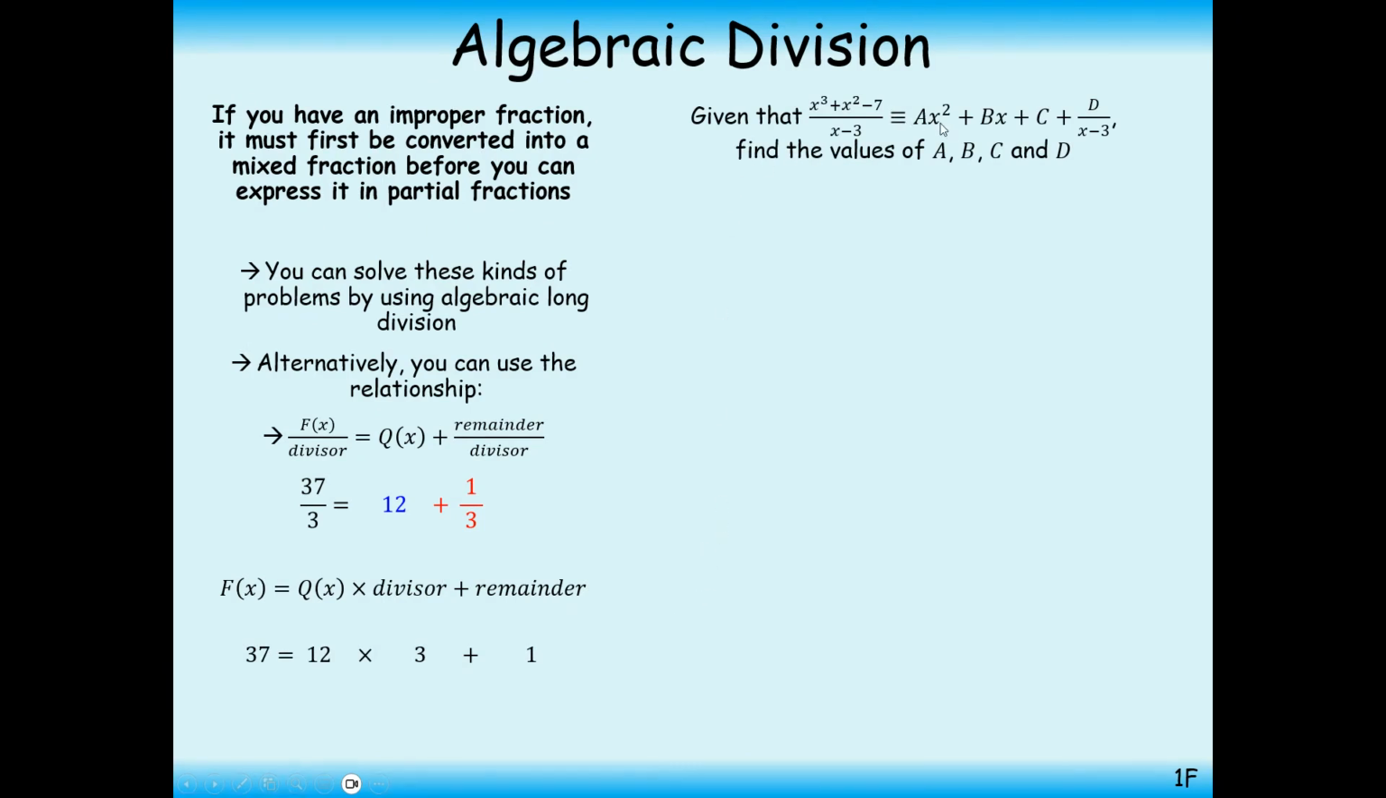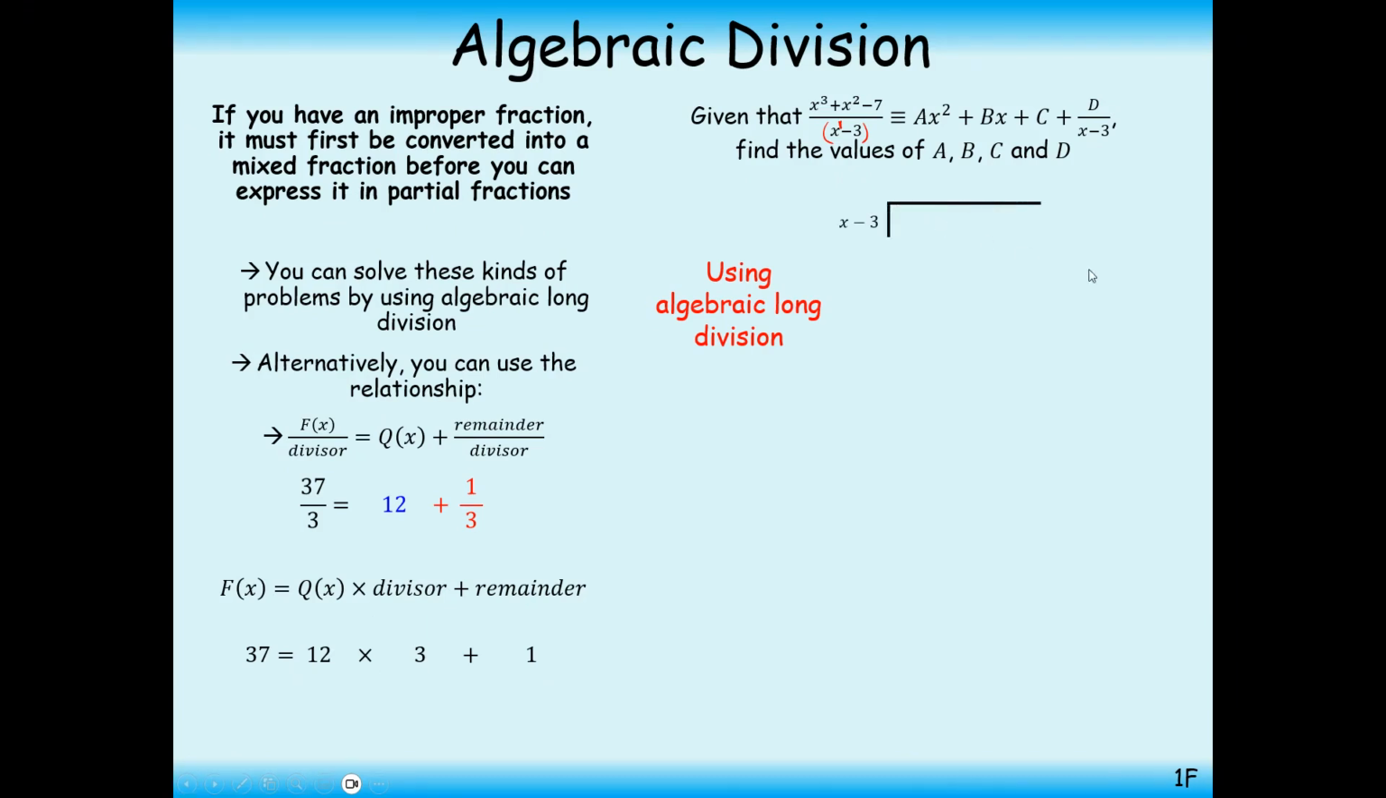If you have to write x cubed plus x squared minus 7, divided by x minus 3, in this format, first you would perform algebraic division, because the degree of the polynomial in the numerator is higher than the highest degree in the denominator. This is 1x to the power of 1 in the denominator. This is in fact a linear factor, so we can perform a simple division.